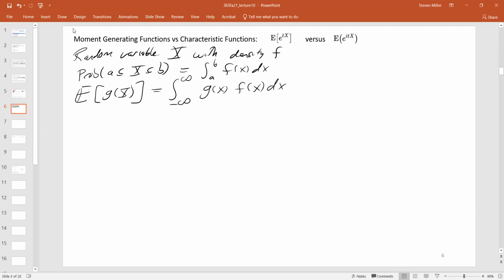Certain functions are easier to work with than others. Certain functions are more useful to look at than others. So the first that we want to look at is the generating function. This is going to be the expected value of e to the tx. So this means I have to integrate from minus infinity to infinity of e to the tx f of x dx. Okay. Any thoughts as to how we might do this integral?